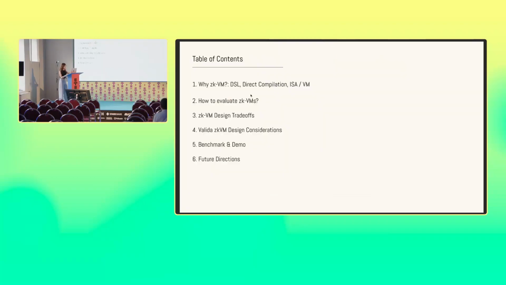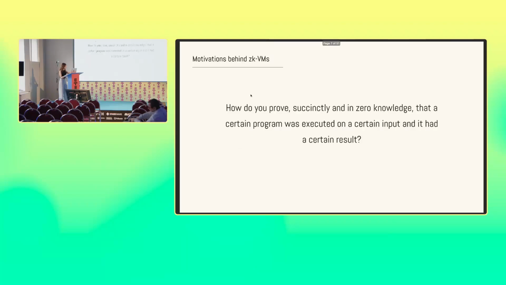In this talk, I'm going to talk about first, why we adopted ZKVM instead of other solutions, for example, DSL and direct compilation. Second, what were we thinking when we were designing Valida? What are the criteria that we were looking at, and what are the problems that we were solving? Third, our design trade-offs. How are we making the trade-offs to achieve such performance? Fourth, some of our design choices, and then I'm going to show the demo, and then talk about our future directions.